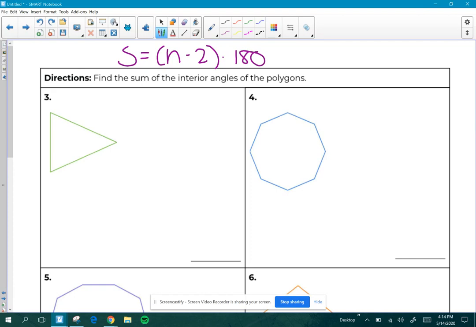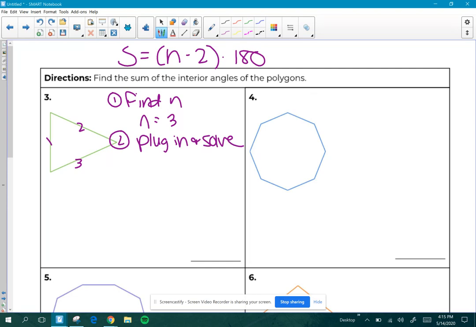So we want to find the sum of the interior angles. In order to do that, we first have to find n. So step 1 would be to find n. And we do that by counting. So this would be 1 side, 2 sides, 3 sides. We know it's a triangle, but just for our purposes, we'll count. So I know that n equals 3. My second step would be to plug in and solve. Put it all in one. So I can take 3 for n and substitute it into my formula. And I have 3 minus 2 times 180.